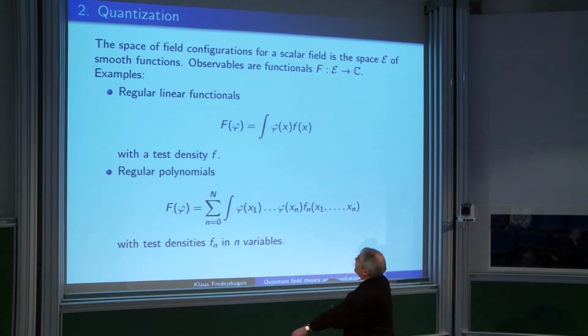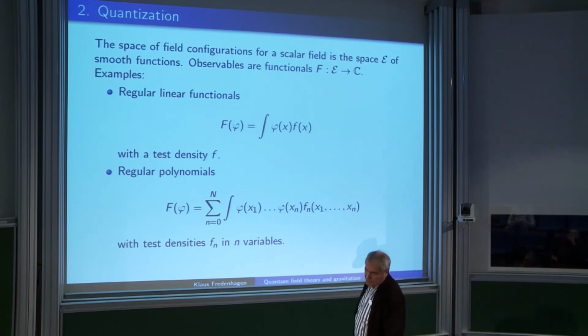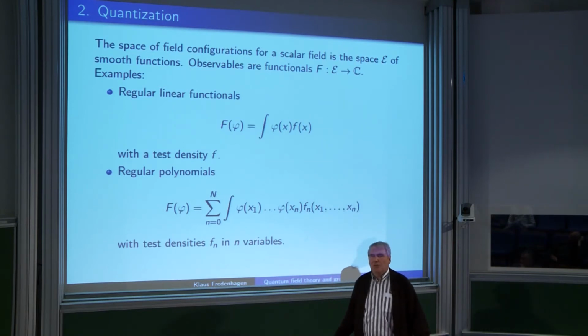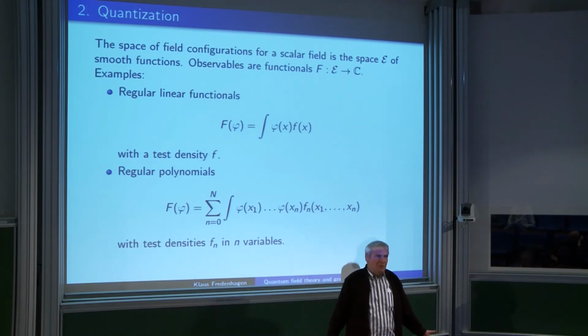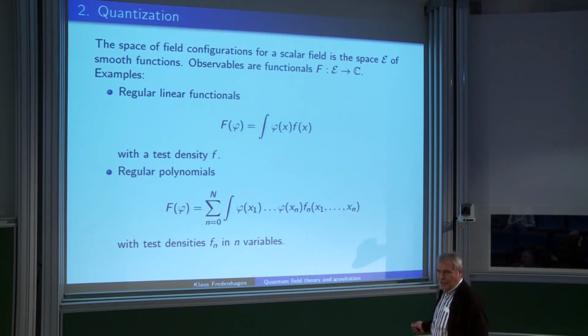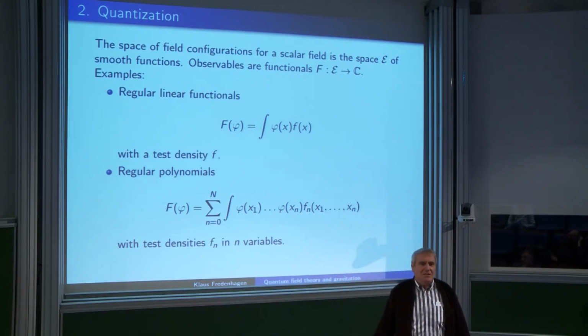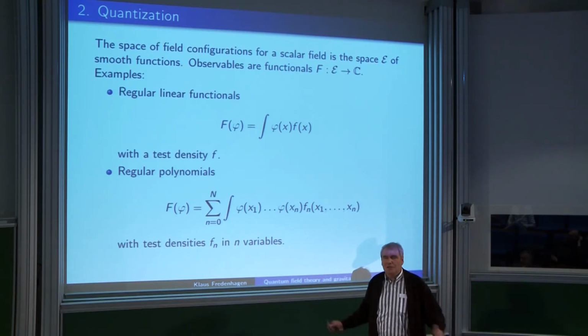Okay, now I come to quantization. So we have the space of field configurations for a scalar field, and as this space we use all smooth functions, not only solutions, all smooth functions. And we define observables as functions on the space of configurations. So it's off-shell, it's a so-called off-shell formalism. Of course, one could restrict oneself to solution space, but this is usually more complicated, and for the quantization it turns out to be much more convenient to use the off-shell formalism.